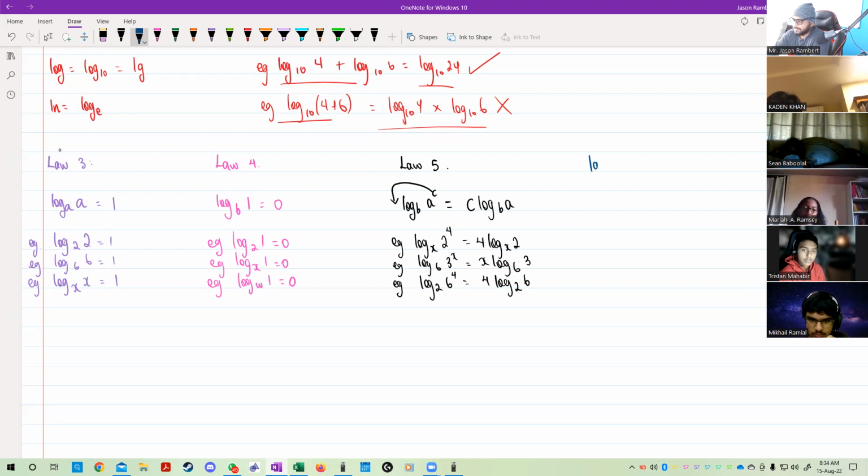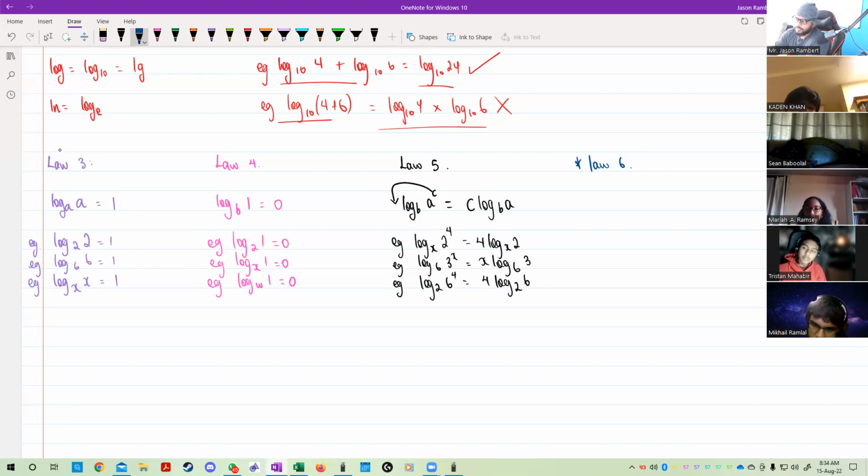Law 6. Now, law 6 is one of those laws that intertwines into indices. I can change a log to an indice, and I can change an indice to a log using law 6. So if your logs look a particular way, log of a number to a base is equal to a number, and indices look like a base to a power is equal to something, there's a relationship between the two.